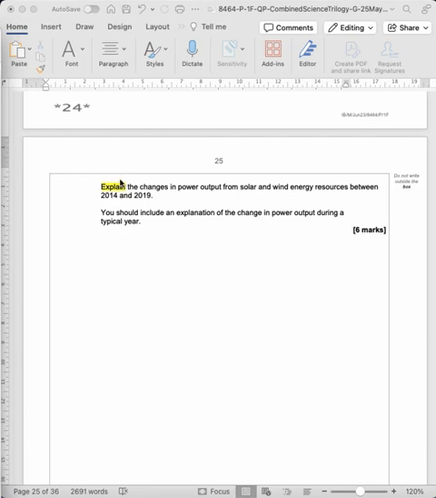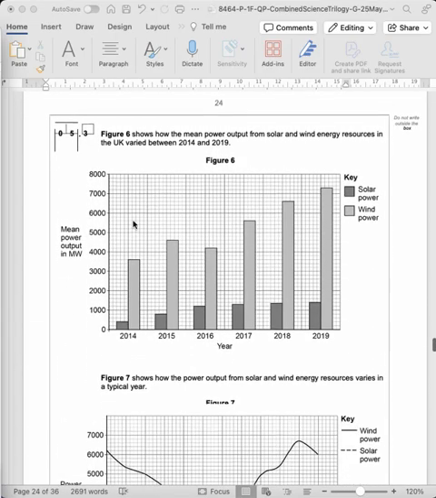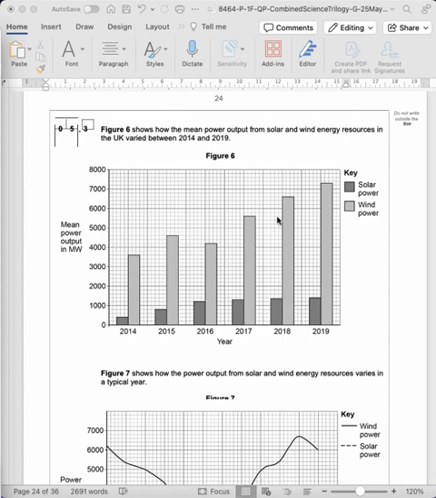So let's split this into two parts: the top part and the second part. So this top part, explain the changes in power output from solar and wind energy resources between 2014 and 2019. So we're looking at figure 6 here. We can see, looking at the wind power, the light grey, it's increased from 2014 to 2019. So the power output is increased. A reason for this, because maybe more wind turbines were built.